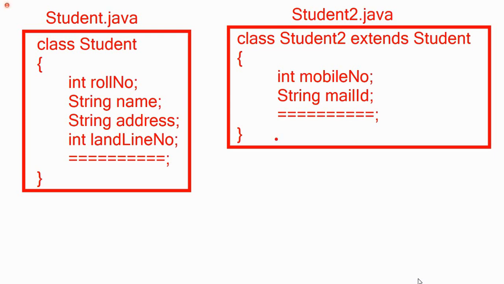Now, you write this one first. Write this one. Superclass, subclass. Student is the superclass. Student2 is the subclass.